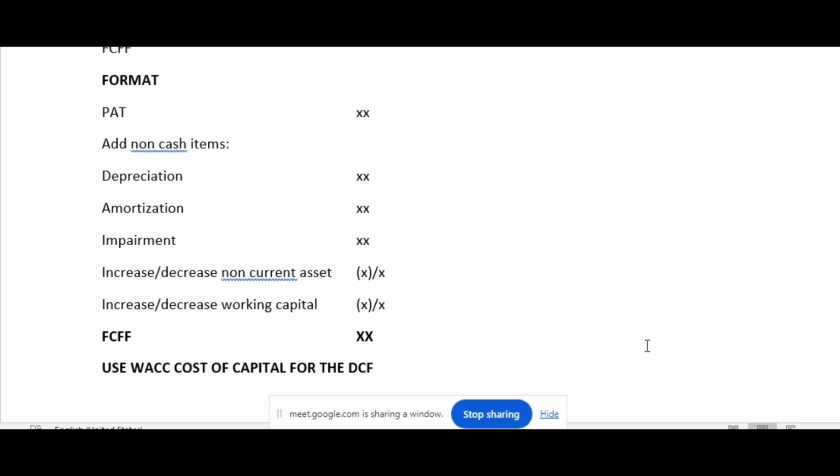Is that not so? Why do you have to use weighted average cost of capital, class? Because this is free cash flow to the firm. You want to determine what will be available to the what? To the firm. Right? Class, before I continue, do you have questions?